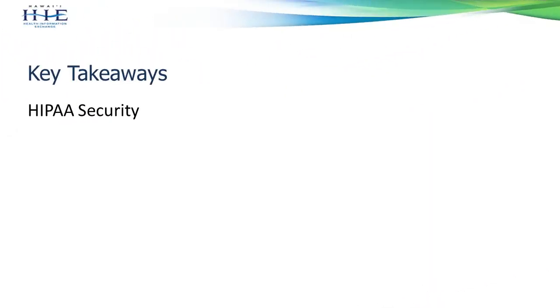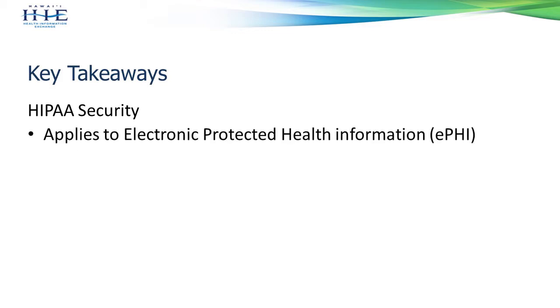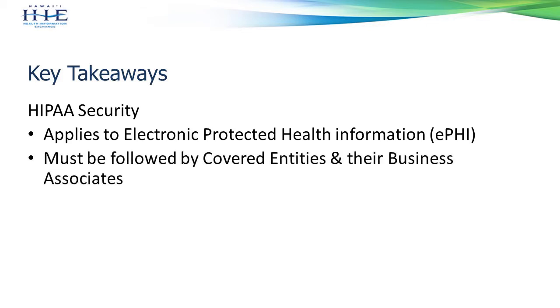HIPAA Security Rule Overview. The key takeaways from this presentation related to HIPAA security are that HIPAA security provides a framework for the protection of electronic protected health information, EPHI. This is as opposed to HIPAA privacy, which is concerned with the protection of protected health information, whether in verbal, written, or electronic format. HIPAA security, just like HIPAA privacy, must be followed by covered entities and their business associates.